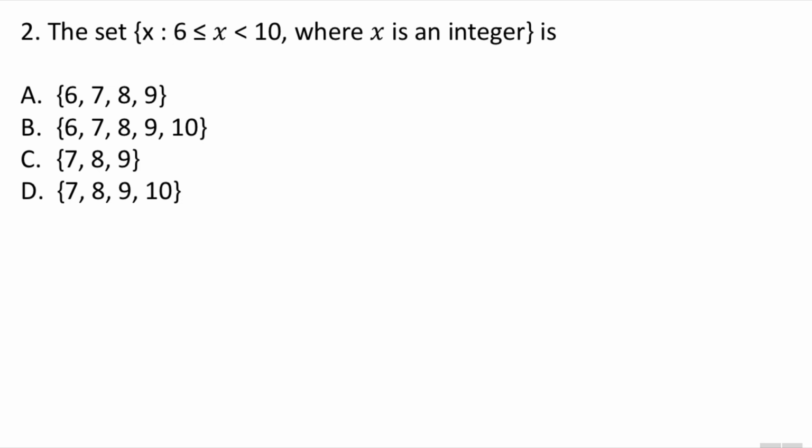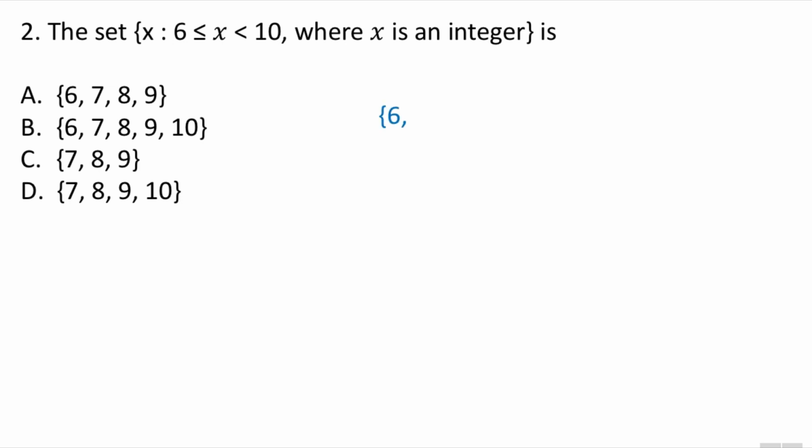So the set of x such that x is greater than or equal to 6 and x is less than 10, where x is an integer, is. So this, guys, is a set builder notation, and what we are required to do is just to list the elements that are described in this set builder notation. You'd realize carefully that it says that x is greater than or equal to 6, which therefore means 6 will be included, and it also said that x is less than 10, which therefore means we will not include 10.